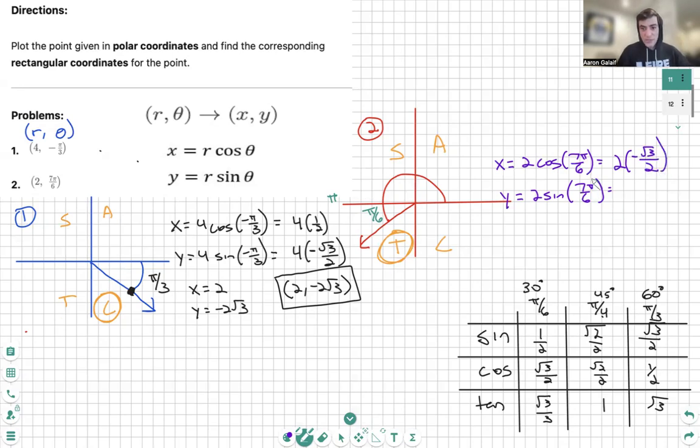Next, what we're going to do is do the same thing here. Sine, the reference angle is pi over 6, which is 1 half. But we are in the tangent quadrant, third quadrant, so 1 half is negative. 2 times negative 1 half. We will then simplify. The 2's cancel. x becomes negative root 3. y becomes negative 1. And we write the final answer as (negative root 3, negative 1) in x, y form.